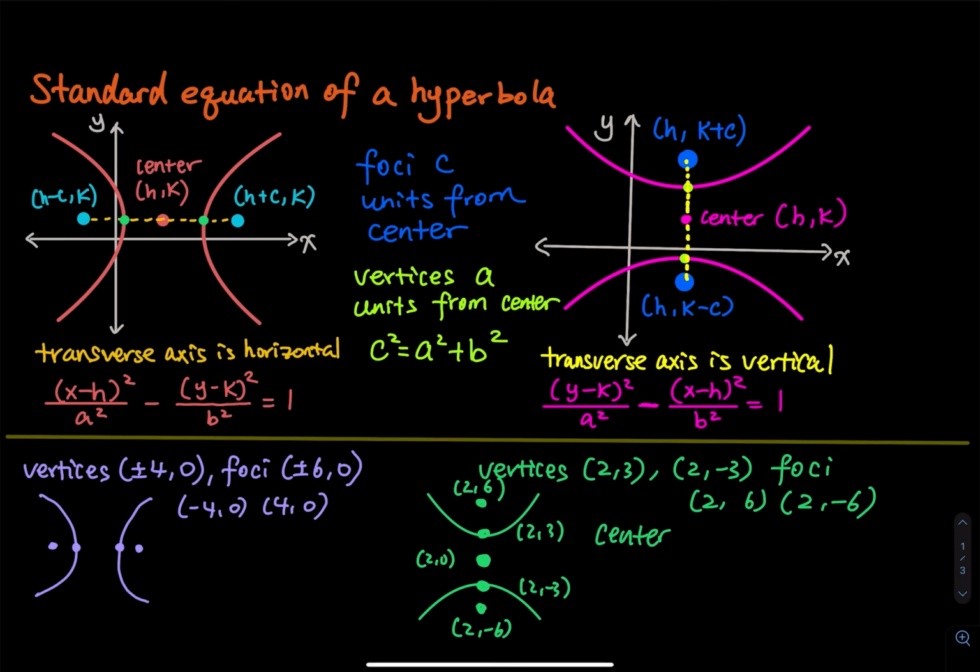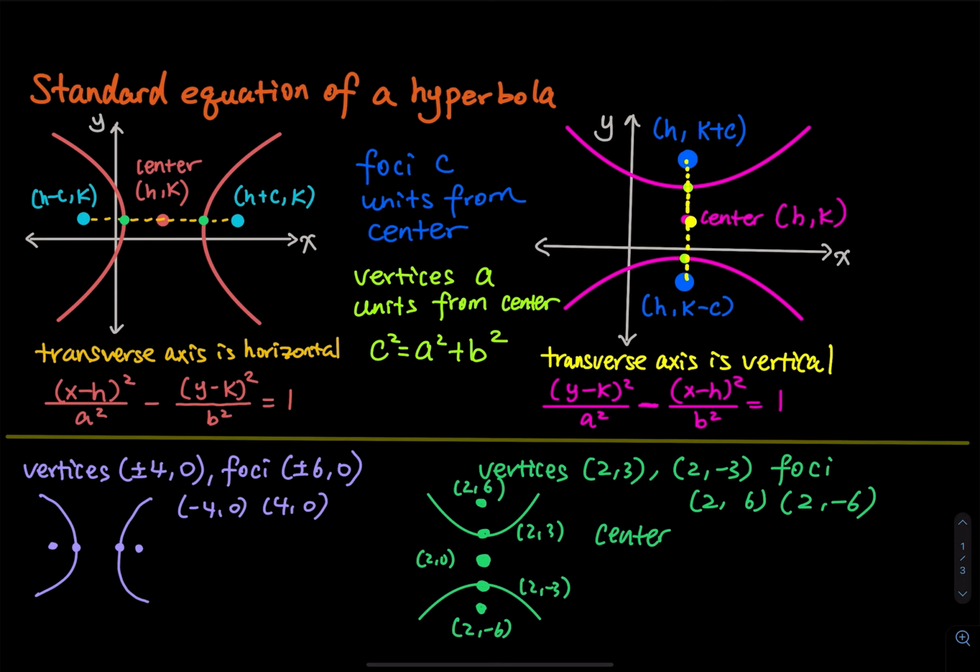For a horizontal hyperbola, the standard equation is (x minus h) squared divided by a squared minus (y minus k) squared divided by b squared equals 1. On the other side, you always have a 1. So let's compare the horizontal to the vertical. For a vertical hyperbola, you have two branches, one right here and one right here.